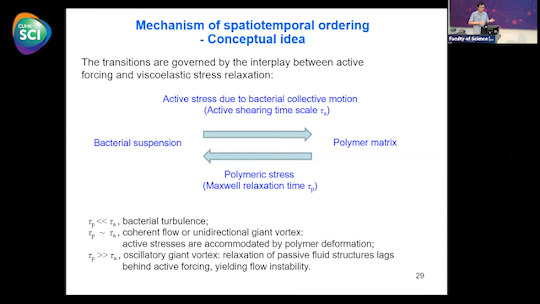When both time scales are comparable, the active stresses are accommodated by polymer deformation, resulting in steady flow, okay, spatial order. And when the polymer relaxation time far exceeds the active forcing time, the polymer relaxation lags behind. Okay, and this triggers the flow instability, giving rise to the oscillatory behavior.